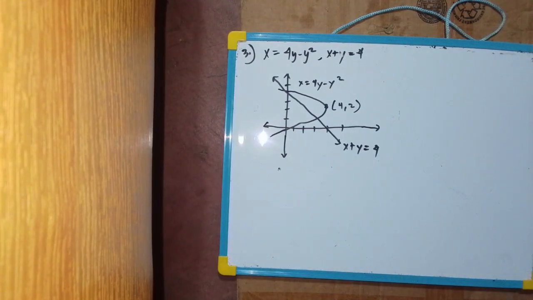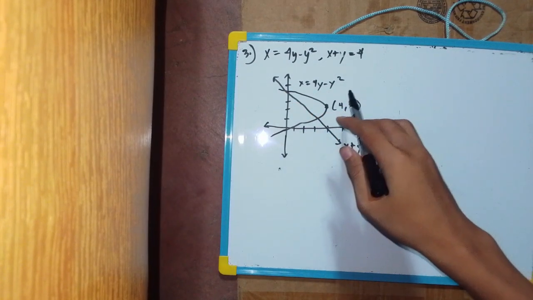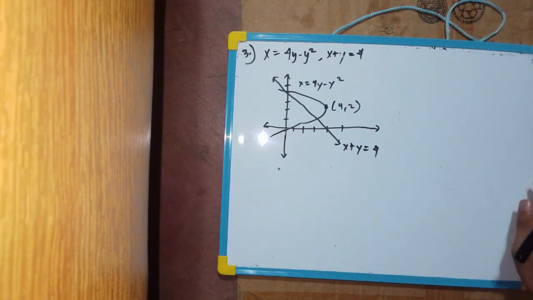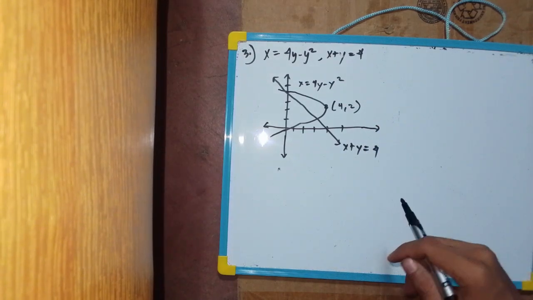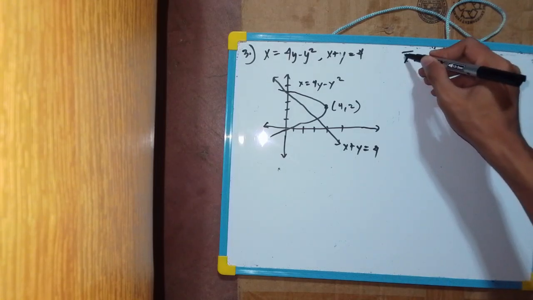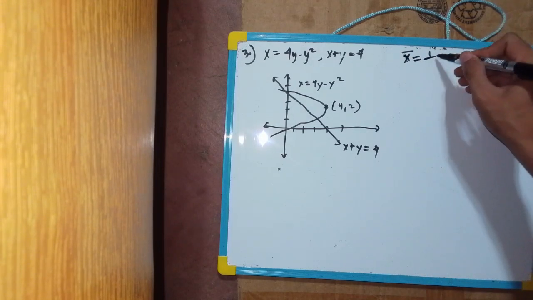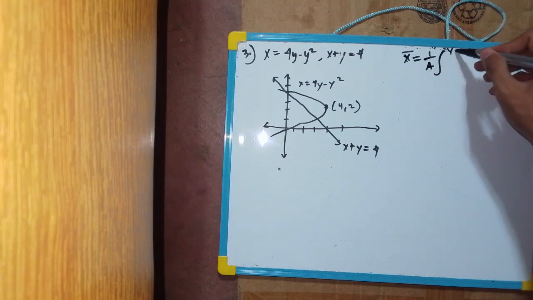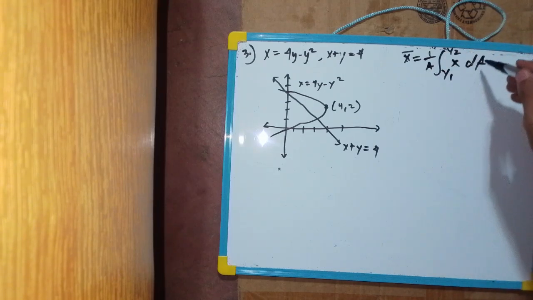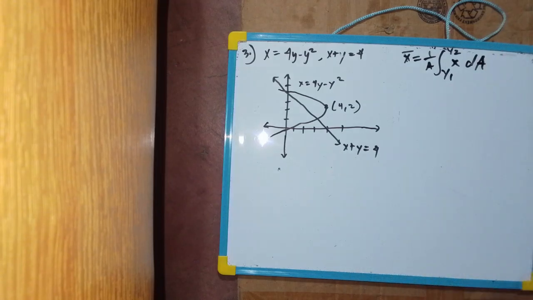Now for this problem, our task is to find the centroid of the area enclosed or bounded by the given curve. So the given curves are x equals 4y minus y squared and x plus y equals 4. So the formula for finding the location of the centroid is x mean equals 1 over A, integral of x, from y1 to y2.